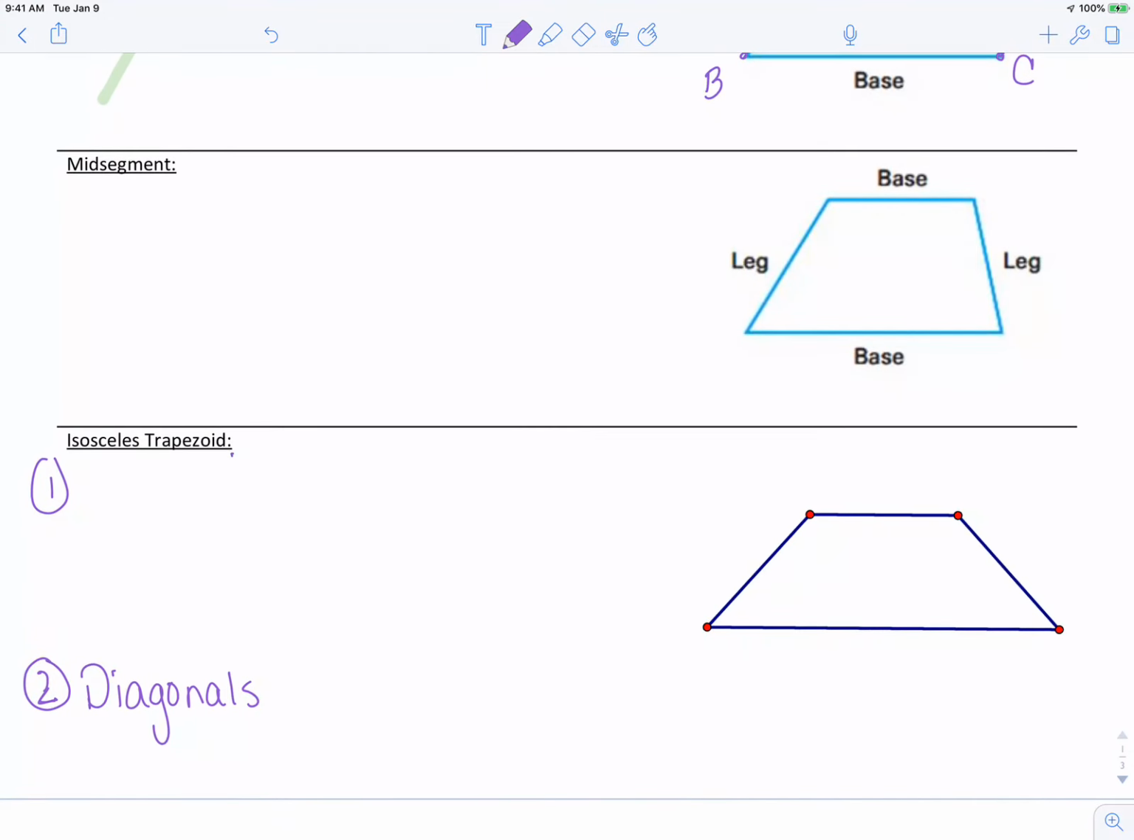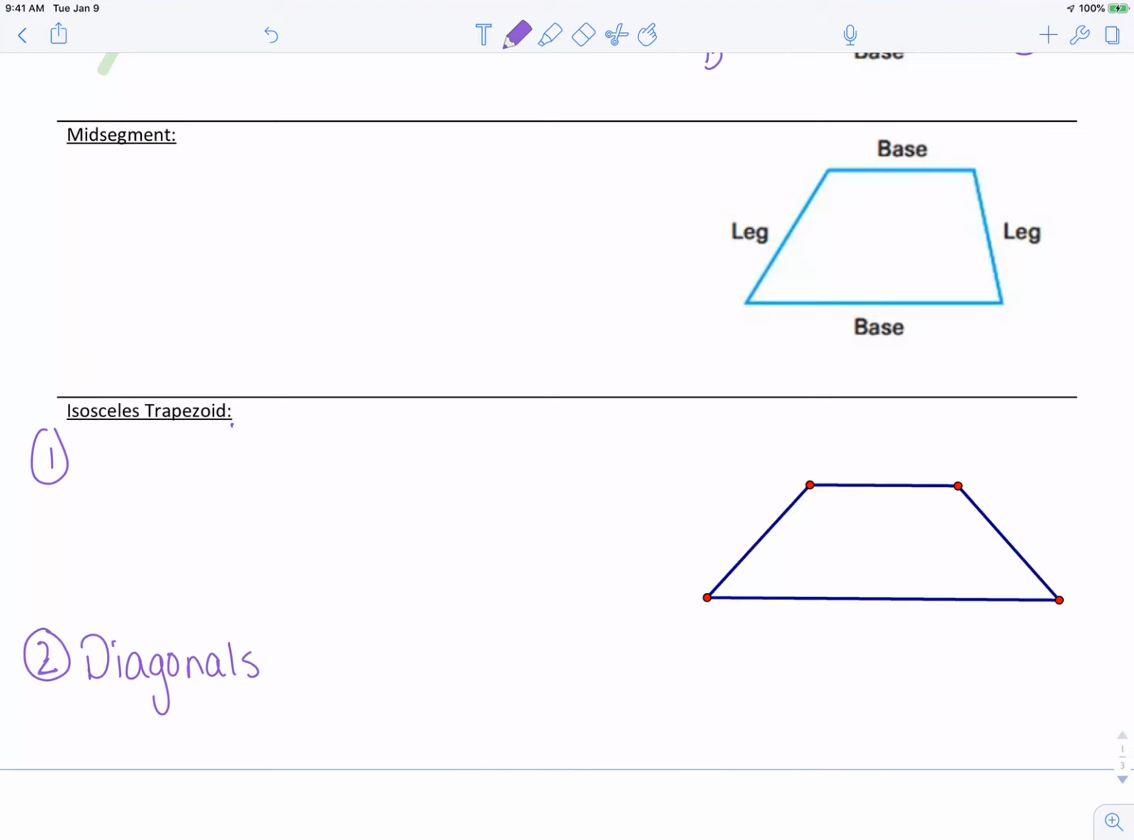Next we have the mid-segment of a trapezoid. The mid-segment is a segment that connects the midpoints of the legs. So let's say I find the midpoint of this leg, so I know those two pieces are the same. I find the midpoint of this leg, so those two pieces are the same because that's the midpoint. And then I connect them. What I've just made is what we call the mid-segment.